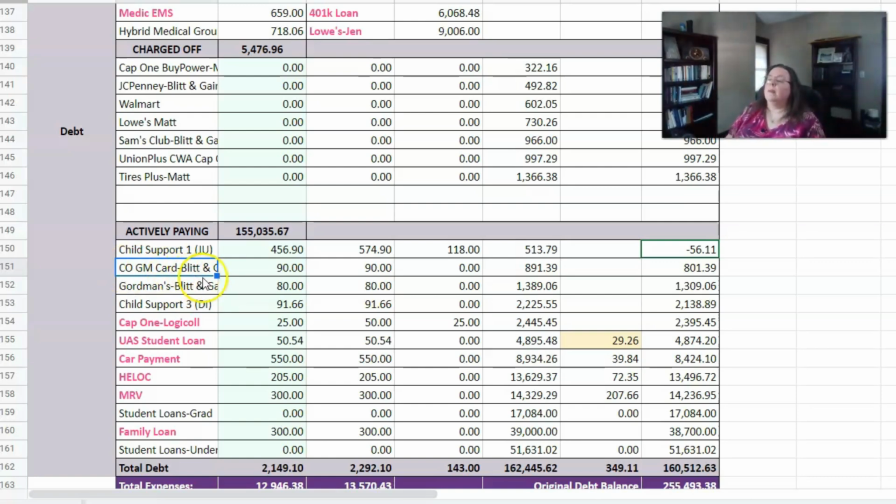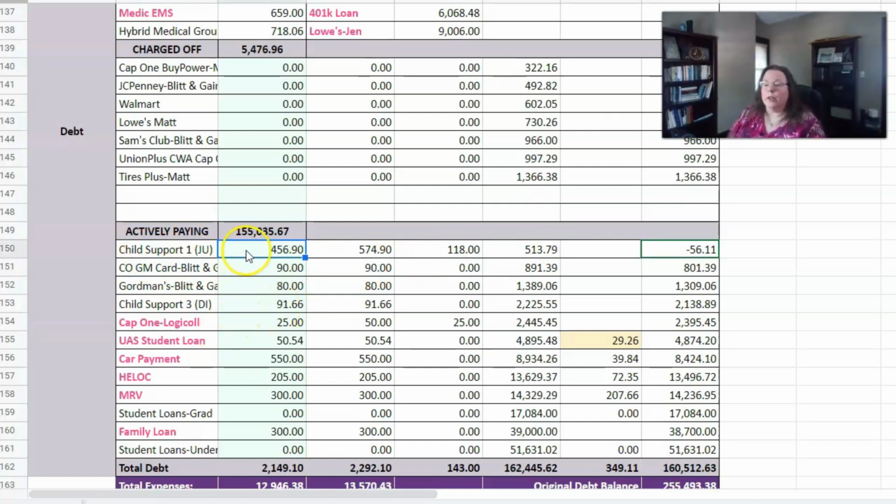And so Matt went ahead and set up a payment plan because we didn't have enough at the time to pay off the debt or settle it. And that's what we have done typically on these where we can, is when we get a tax refund or if we get a year-end bonus, we try to use that to pay off one of these. And so anyway, let's just run through our actively paying.